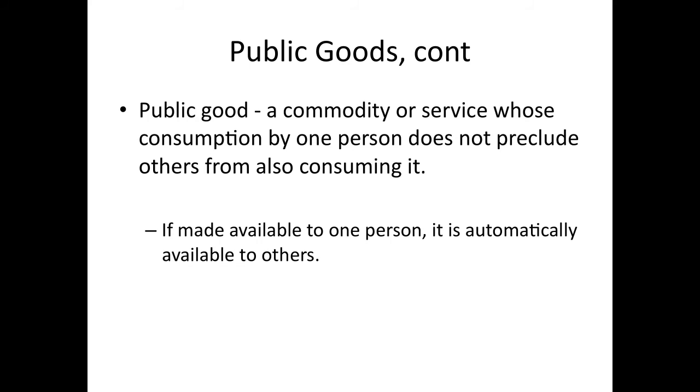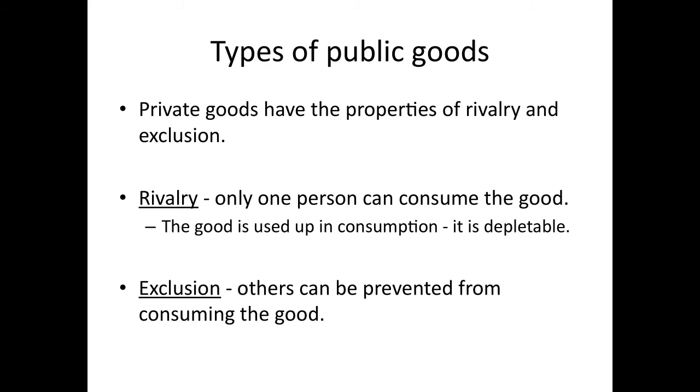Now, what's important here is that if you make a public good available to one person, it is automatically available to other people. So if you make it available for one, it's available for all. If you make it available for one, but some people can't have access to it, then you don't have a public good. And in fact, what we're going to see in a few minutes is that there's varying degrees between what we call private goods and what we call public goods. So a private good is a good that has the property that it's both rival and excludable in consumption. Now these are important concepts in economics, so let's define them.